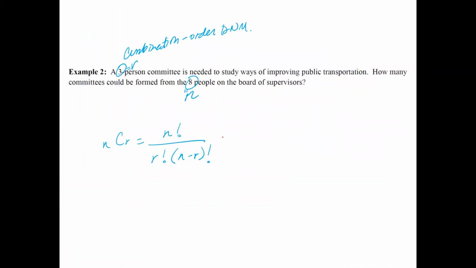Well, let's plug in the numbers. You have N is 8, so 8 factorial over 3 factorial times 8 minus 3 factorial. So that's going to give me 8 factorial on top, 3 factorial times 5 factorial, because 8 minus 3 is a 5. And remember the factorial, you just go in descending form, 8 times 7 times 6 times 5 times 4 times 3 times 2 times 1.